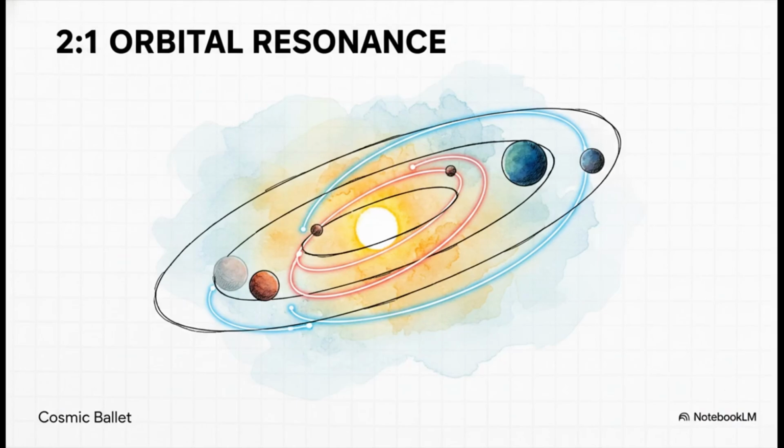In certain systems, planets can fall into what's called an orbital resonance, where their orbital periods are a simple integer ratio, like the 2-to-1 resonance you see here. In these cases, the gravitational perturbations happen at the same point in their orbits over and over again. This amplifies the effect and locks the planets into a remarkably stable, intricate dance, a true cosmic ballet.